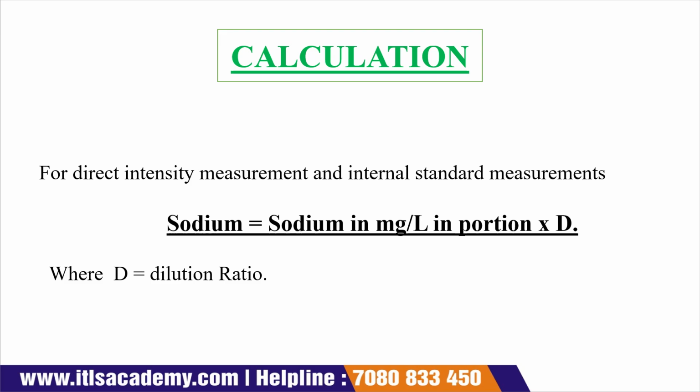Then after that, we come to the calculation part. For both direct intensity measurement and internal standard measurement, the amount of sodium is equal to sodium in milligram per liter in portion multiplied by D. D is what? D is the dilution ratio.